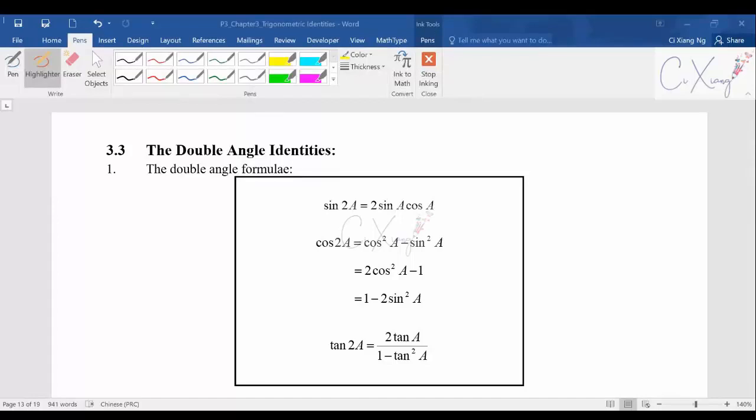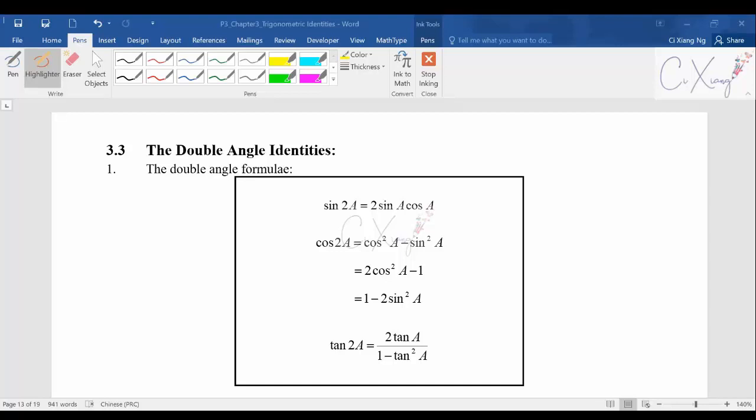Alright, so for now, our video today is going to discuss the double angle identity, which is the third set of the identity that we have in our A2 syllabus. The double angle identity is actually one of the most commonly used identities in most of our questions, especially when they are asking you to do the integration. Usually for integration, we have a lot of identities from this part, the double angle identity.